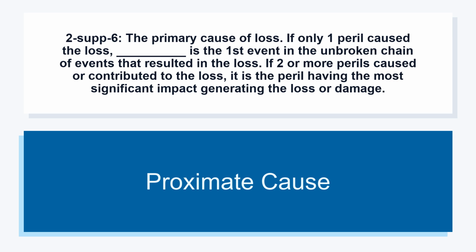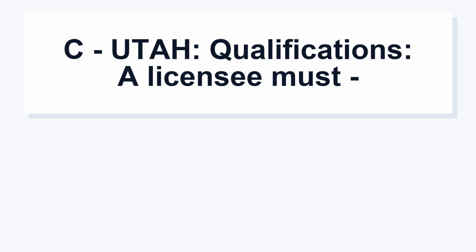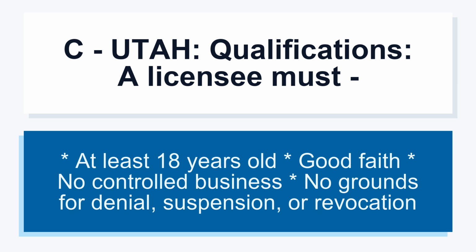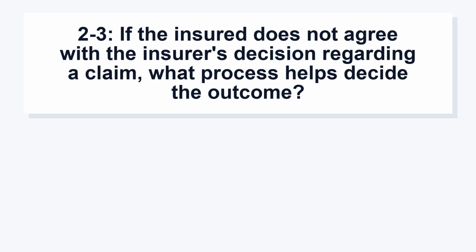Utah, qualifications, a licensee must: at least 18 years old, good faith, no controlled business, no grounds for denial, suspension, or revocation. If the insured does not agree with the insurer's decision regarding a claim, what process helps decide the outcome?